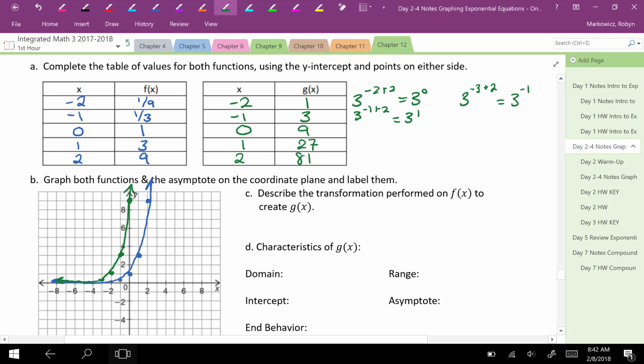So how did this move? What's the transformation? Good. So we translated or shifted 2 units left. Questions on how we know that? If you look, going from one of my blue dots, my y-intercept, over to where I get 1 on my green, we have 2 units to the left.